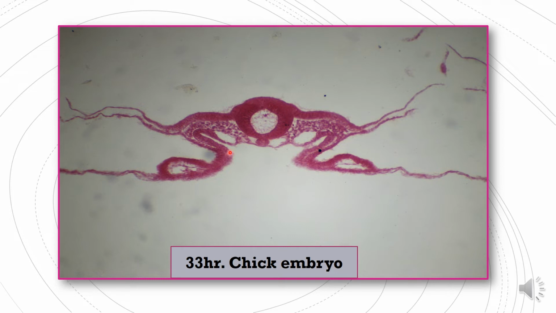The two limbs of the heart tube, after lateral folding, form a single heart tube. You can see it in the next slide.